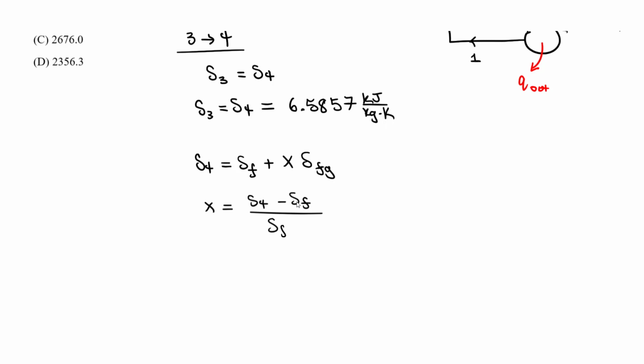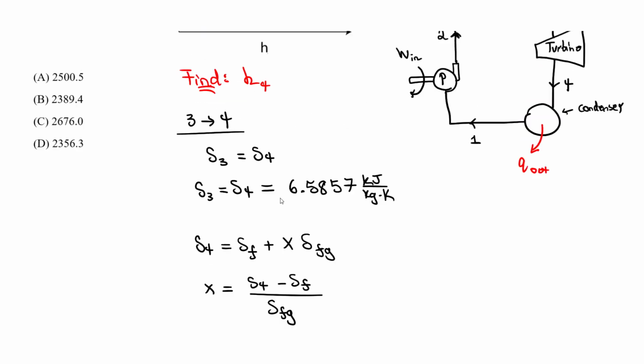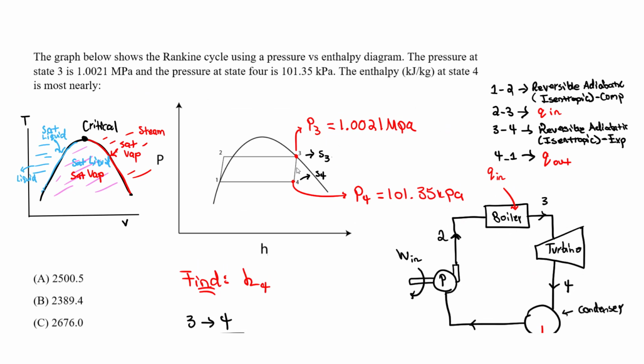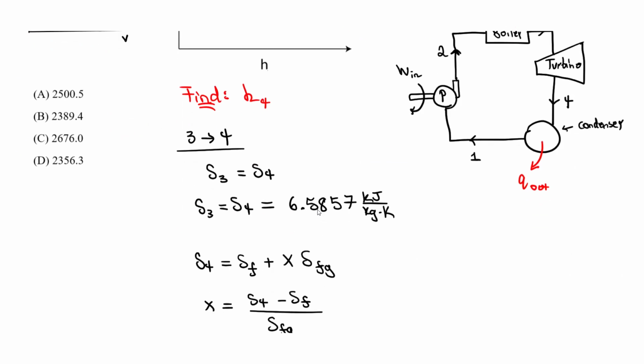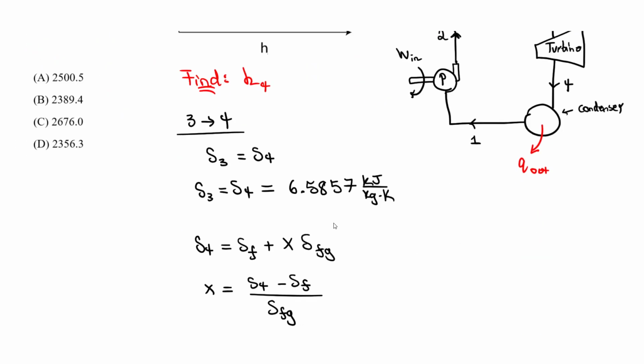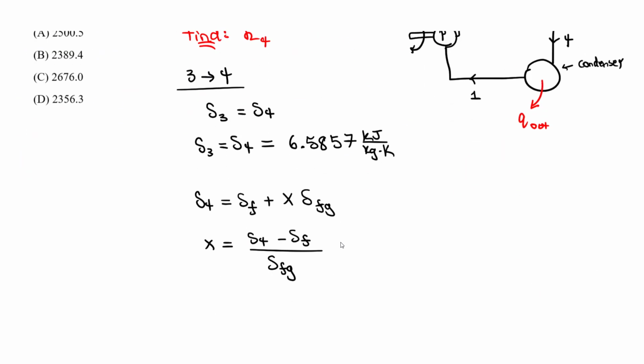And do SFG. S4 is going to be this value, right? So I just put it in here. SF and SFG, we have to use the steam tables again, but be careful here. Don't make this mistake of using this pressure, right? We are given the pressure here. We're given the pressure to be 101.35 kilopascals. So we have to look at pressure 4, right? We have to look at this pressure to find this and this.